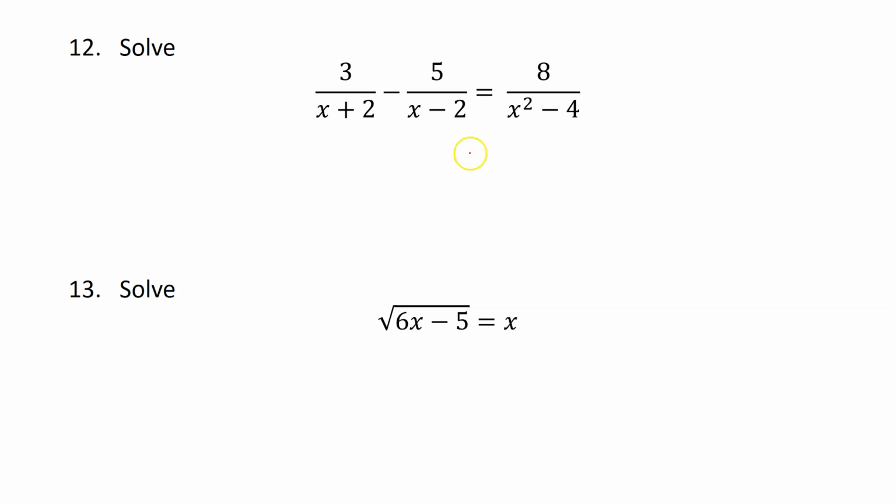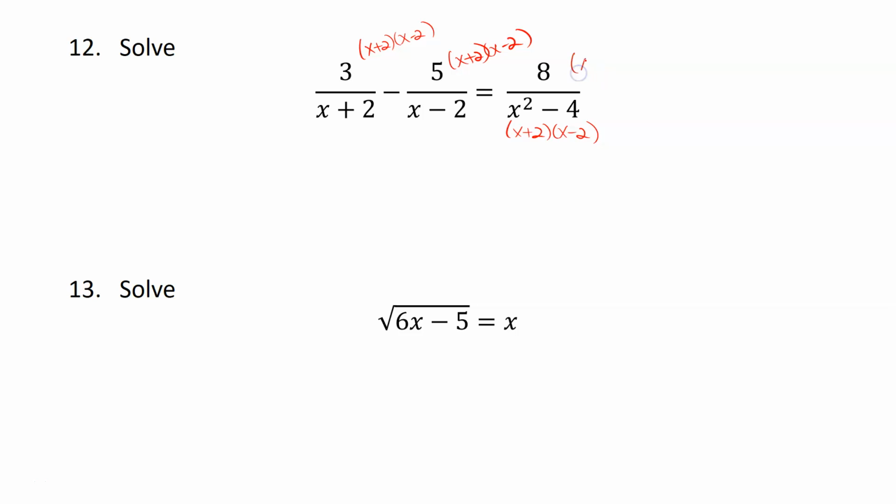Again, this is a fraction, so what I need to do is find a common denominator. Before I can find a common denominator, I need to factor any denominator that will factor. X squared minus 4 factors into x plus 2 and x minus 2. That is actually my common denominator. So I'm going to multiply each fraction by the common denominator.